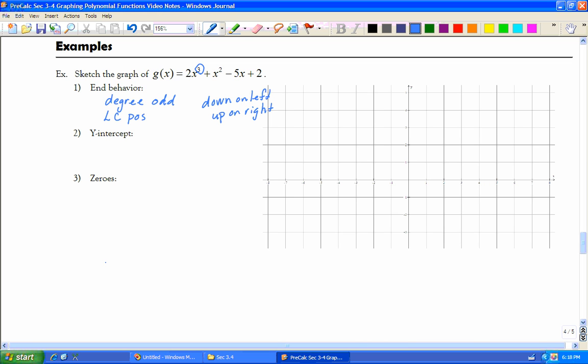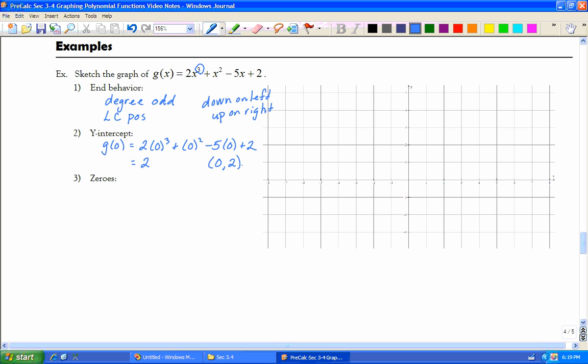Okay, next we'll calculate our y-intercept. So we're going to have g of 0 is equal to 2 times 0 cubed plus 0 squared minus 5 times 0 plus 2. And you can see, since this is in standard form, everything's going to cancel out except for our number at the end. So this is going to give us g of 0 is equal to 2. Our y-intercept is (0, 2).